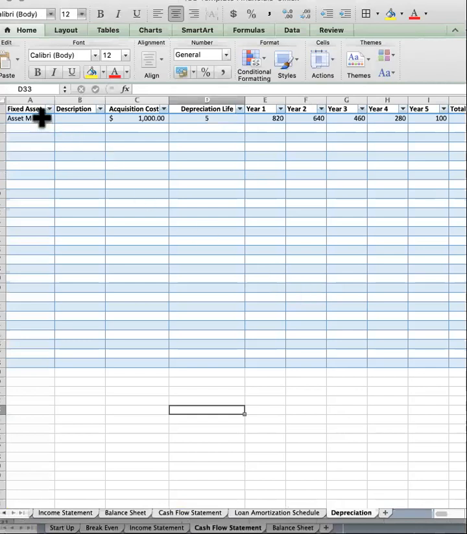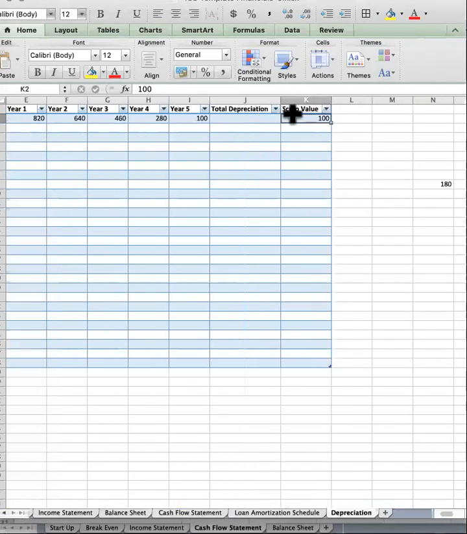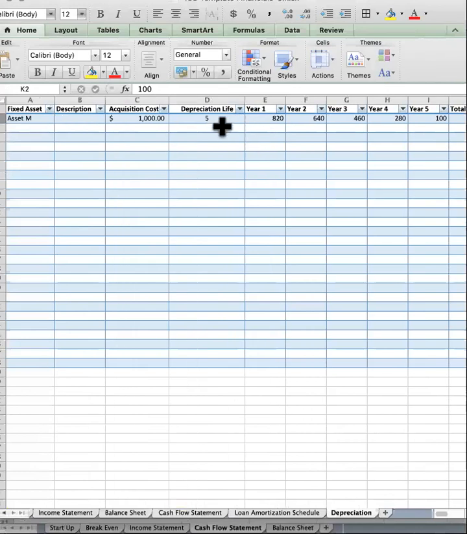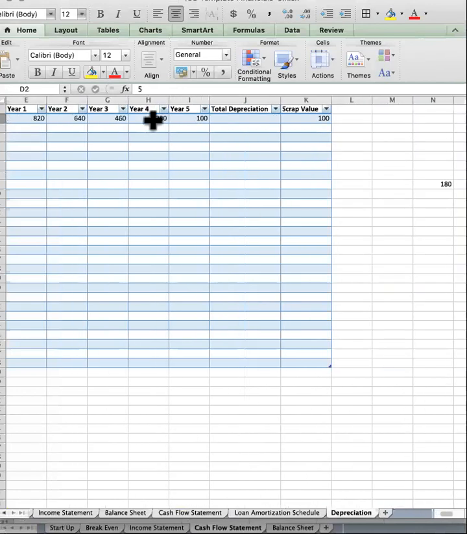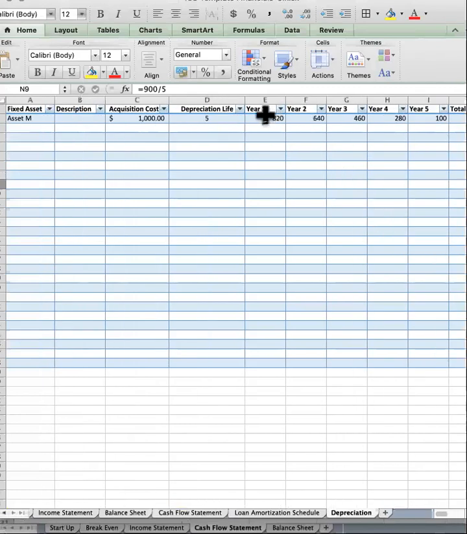So let's say, for example, I have asset M I'm purchasing at $1,000. I've also determined that its scrap value is $100. And from that asset life table linked on Canvas, I found that it has a depreciation life of 5 years. So taking 1,000, the acquisition cost minus the scrap value of 100 gives you $180 in a straight line depreciation per year. So as you can see in year 1, after that first year of depreciation, it's worth $820. Then in year 2, it's worth $640, $460, $280, $100.